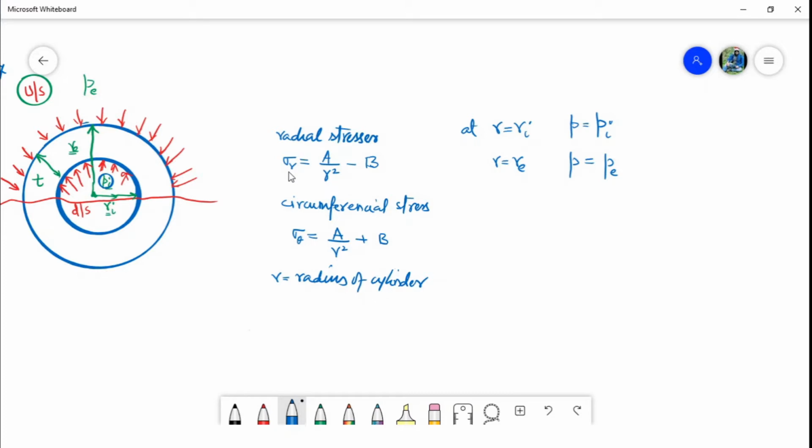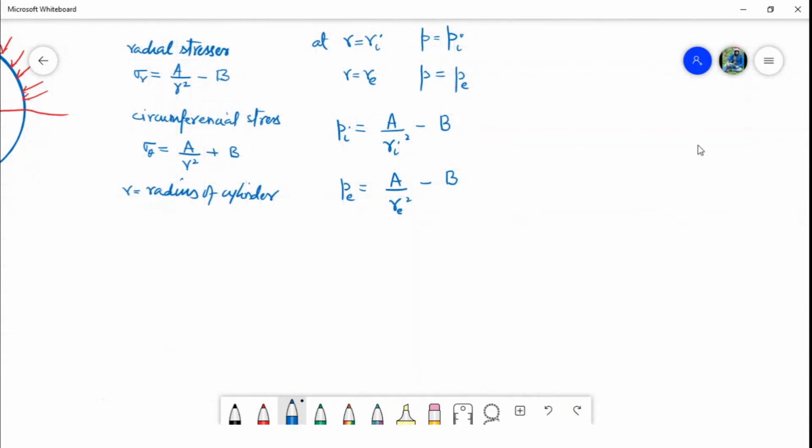So by putting these boundary conditions over here, we have Pi is equal to A over Ri square minus B, and Pe is equal to A over Re square minus B. By solving these two equations, we can get the values of the constants A and B. So now let us solve these two.